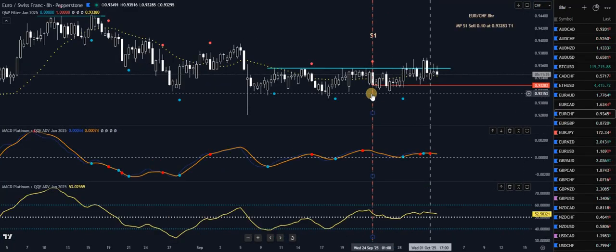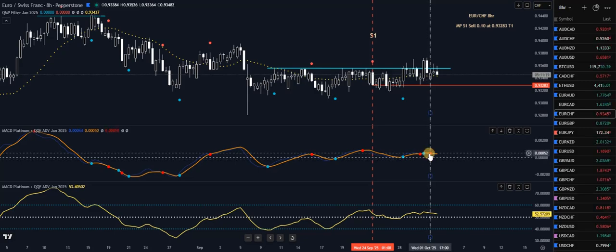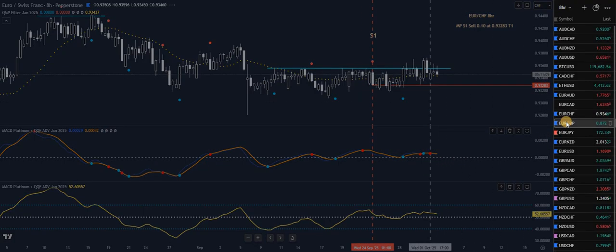Euro Swiss in a sell back here. It was based on this resistance level, which is still sort of holding. There's a buy, not a valid one, so I didn't even take the hedge. MACD platinum still above the 0 level. Now potentially a second sell coming up. There's a red dot on the MACD platinum above the 0 level. If there is a sell, I'll take a second sell, give me a break even close, and I'll look at taking this MACD platinum down to the 0 level and doing something about it.